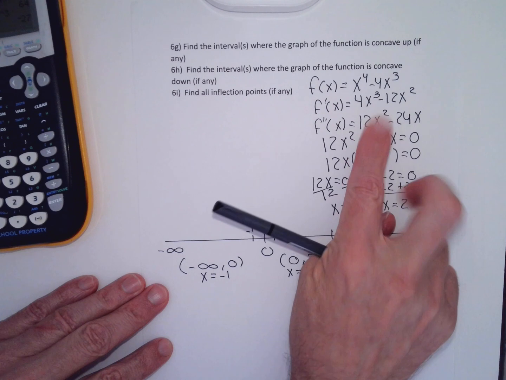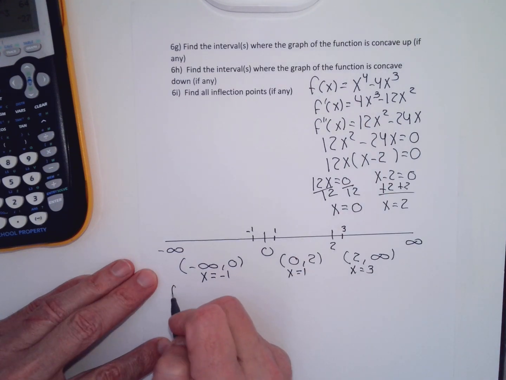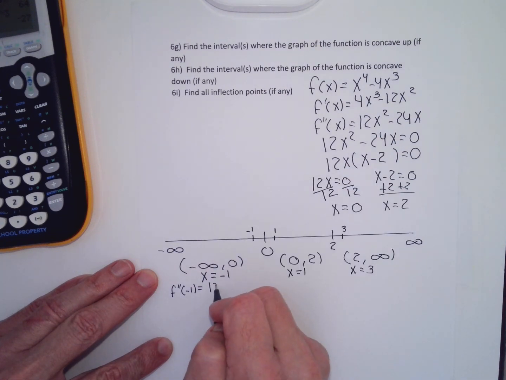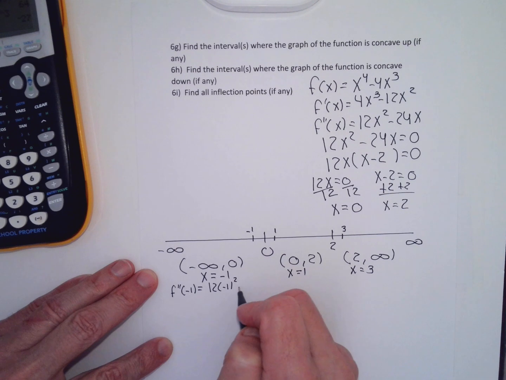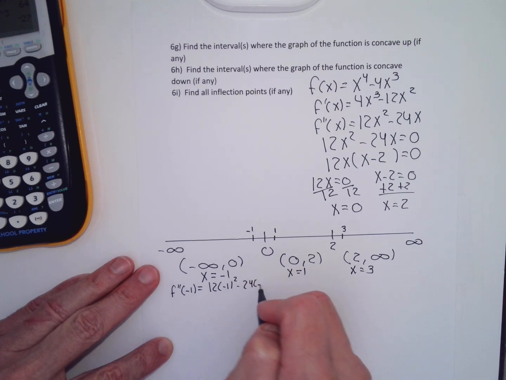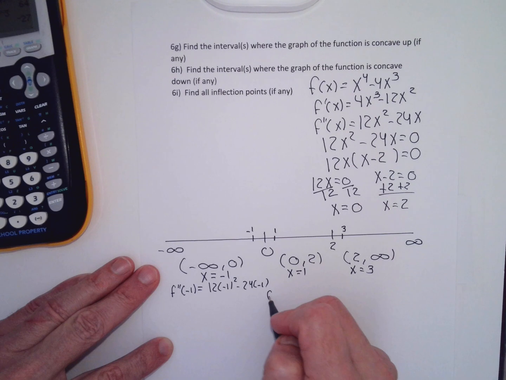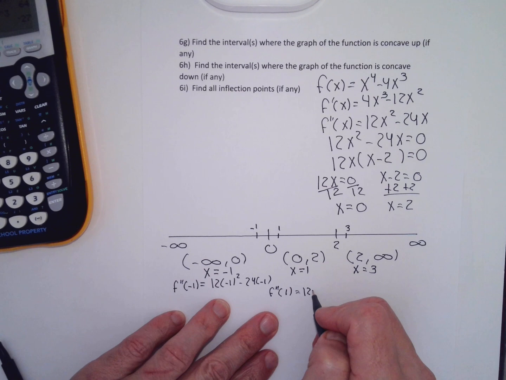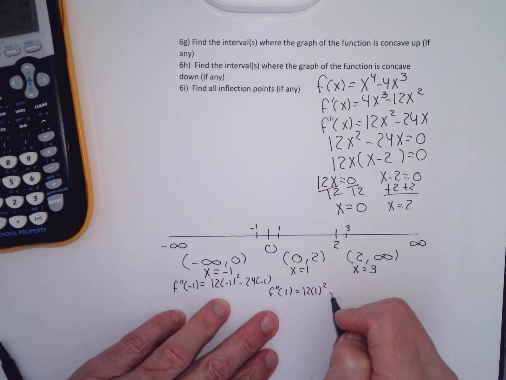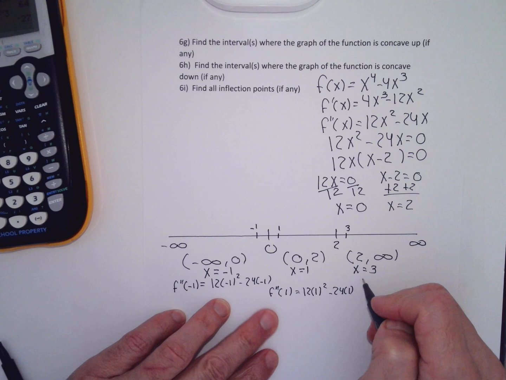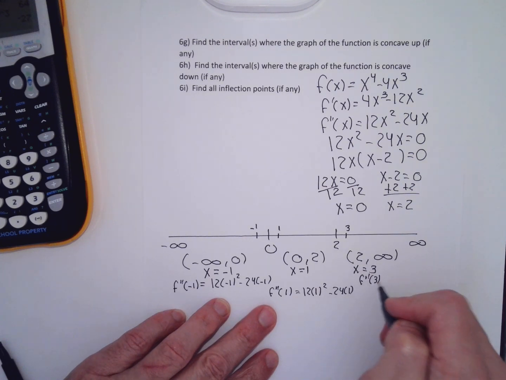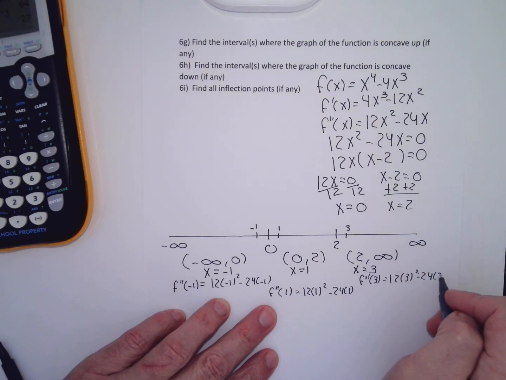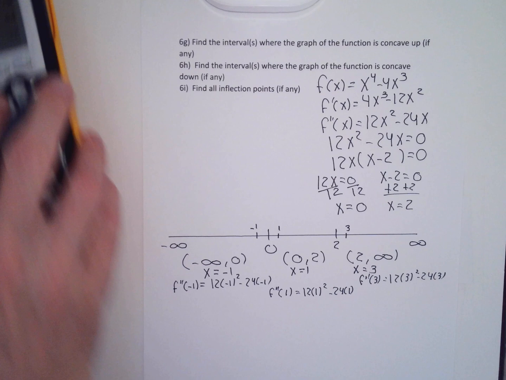Into the second derivative, I'm going to plug this number in. So the second derivative evaluated at negative 1 is going to be 12 times negative 1 squared minus 24 times negative 1. And then the second derivative evaluated at positive 1 is going to be 12 times 1 squared minus 24 times 1. And then the second derivative evaluated at 3 is going to be 12 times 3 squared minus 24 times 3. No reason to do that by hand.